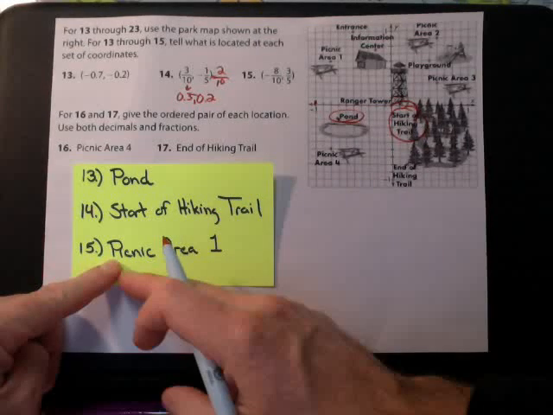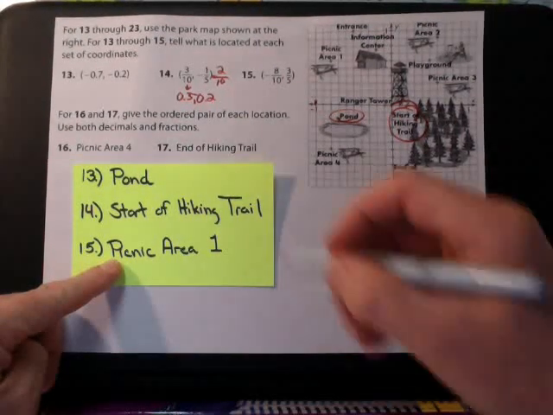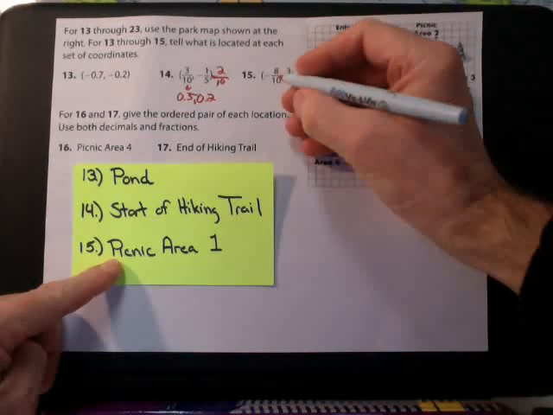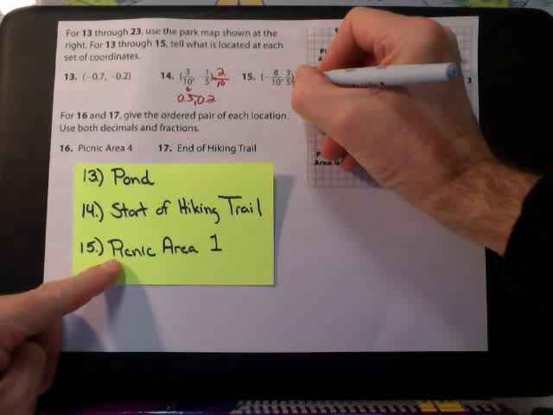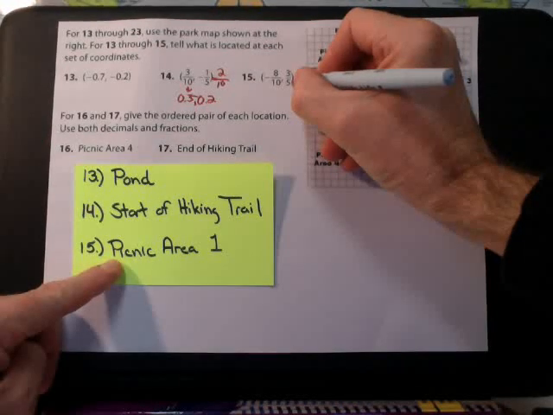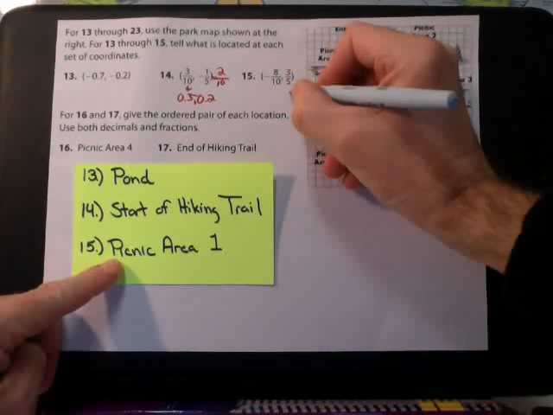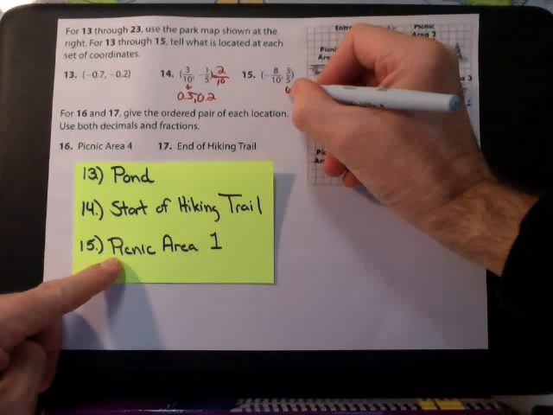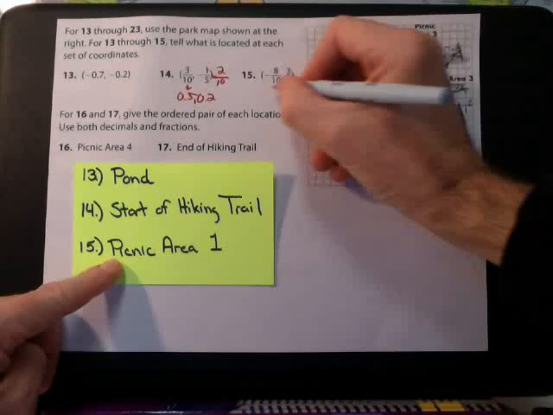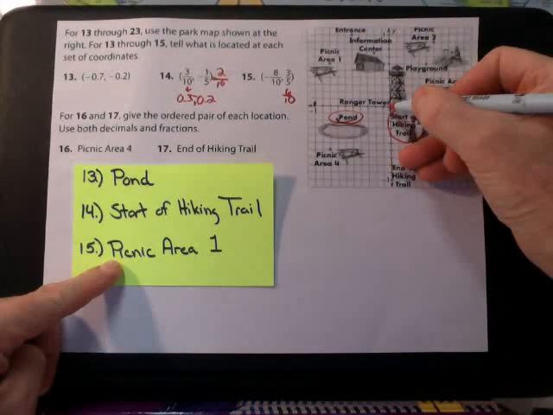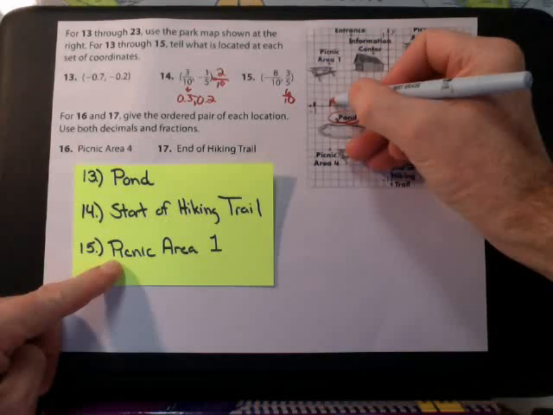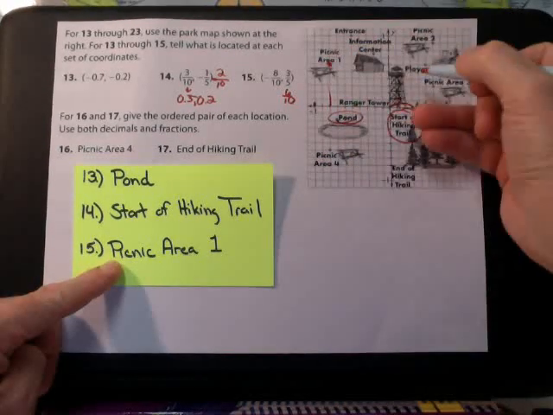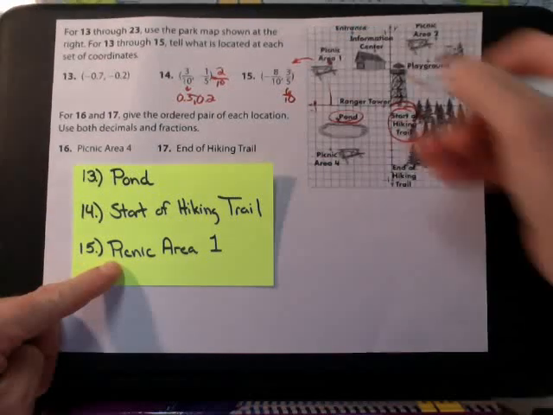Number 15 is picnic area number 1, and you have negative 8/10 and 3/5. Now again, if you were to turn that into tenths, you would do 5 times 2 is 10, 3 times 2 is 6, so this is actually going to be 6/10, and so we have negative 8/10, which would be right here, and then a positive 6/10, which would be right there. And so you get picnic area number 1.